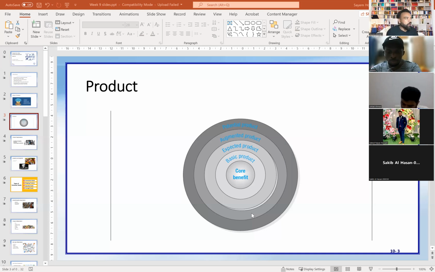So the value hierarchy has these 5 different layers. Let's talk about these 5 different layers. It's a core benefit, then a basic product, then an expected product, then an augmented product. I don't know if you can look at my slide, the text is a bit blurry. And the last one is a potential product.